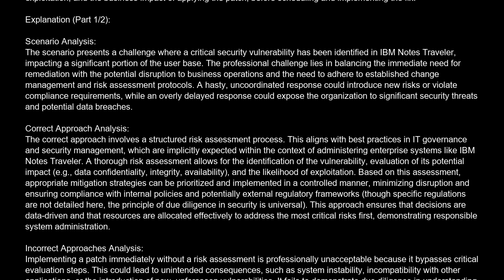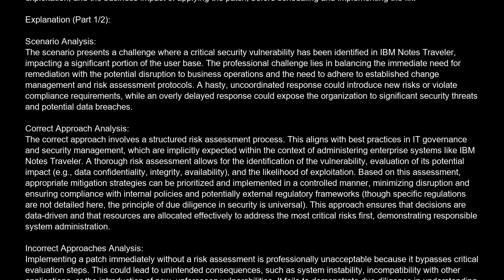Explanation. Scenario analysis. The scenario presents a challenge where a critical security vulnerability has been identified in IBM Notes Traveler, impacting a significant portion of the user base. The professional challenge lies in balancing the immediate need for remediation with the potential disruption to business operations, and the need to adhere to established change management and risk assessment protocols.